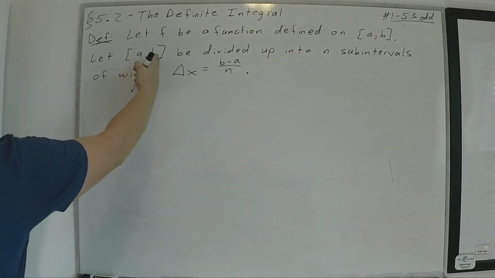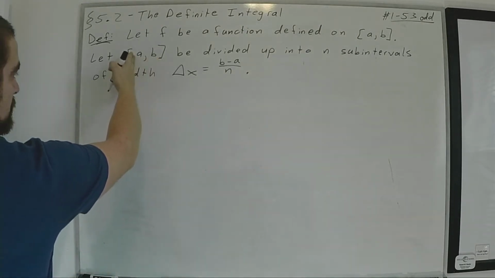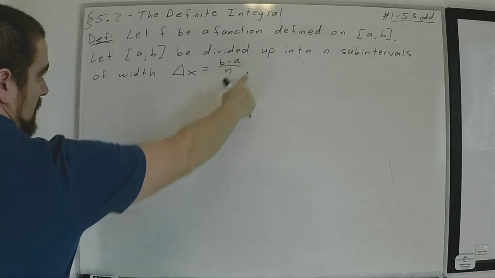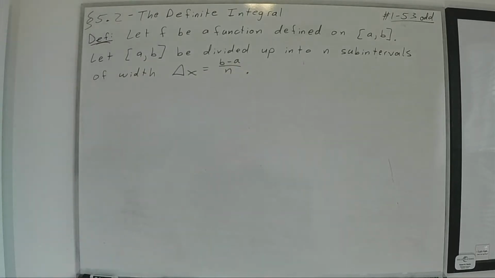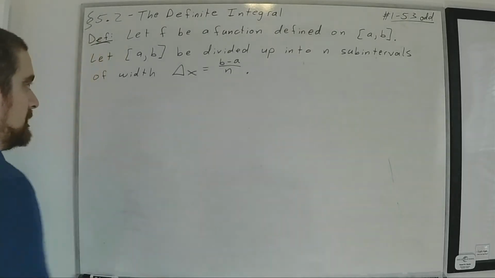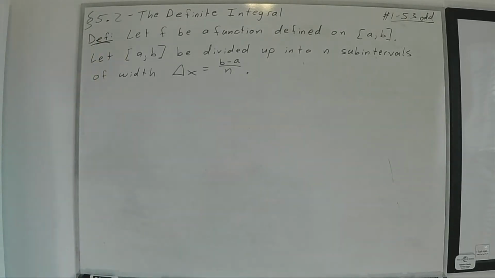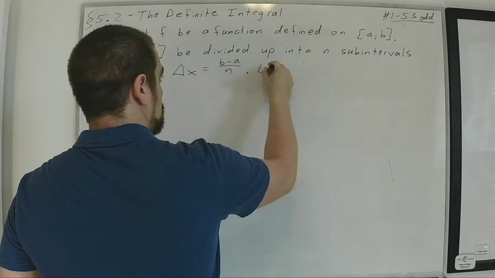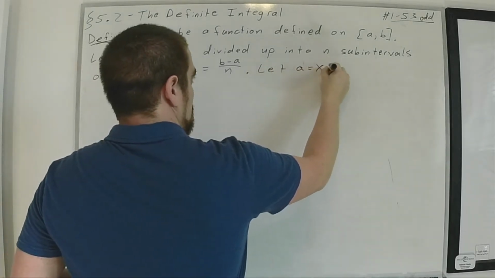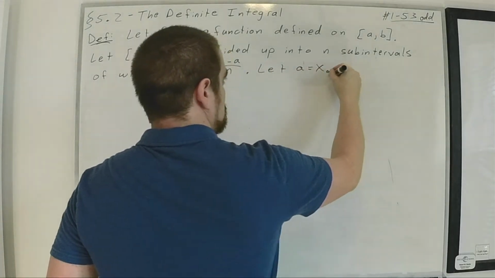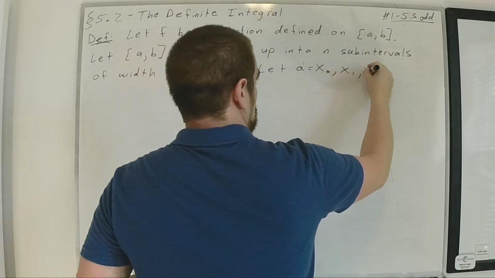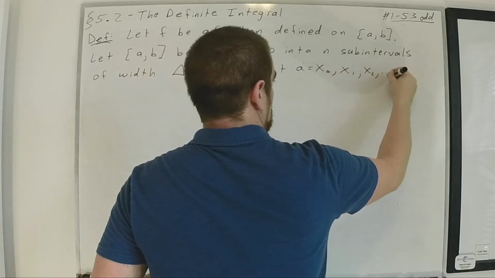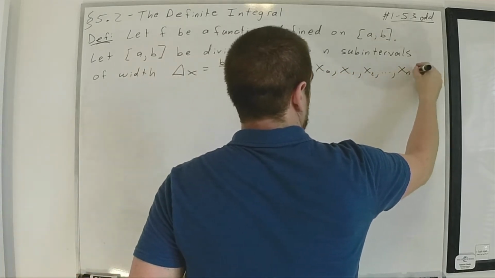So again, b is the end point, a is the starting point for our interval. That entire length will be b minus a, and if we want n subintervals within that entire interval, we'll just chop it up n times, right? Divide by n. Next, let a equal x0, x1, x2, dot, dot, dot, all the way up to xn, which will be b.